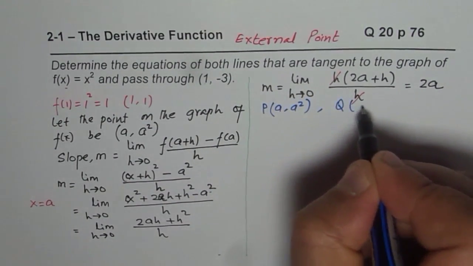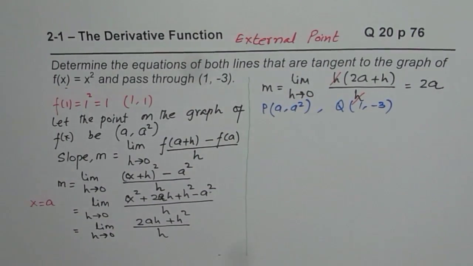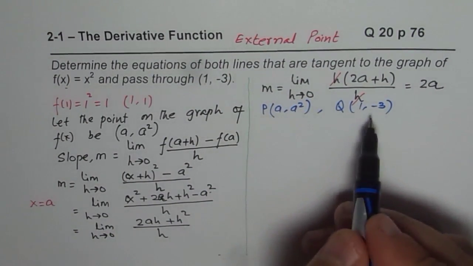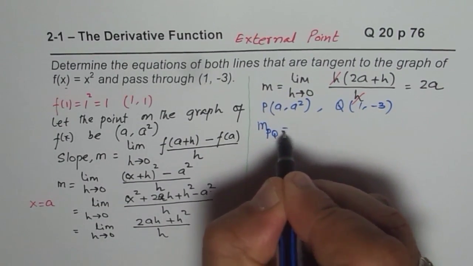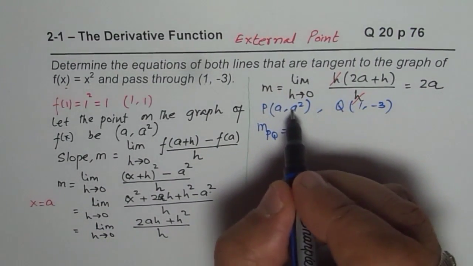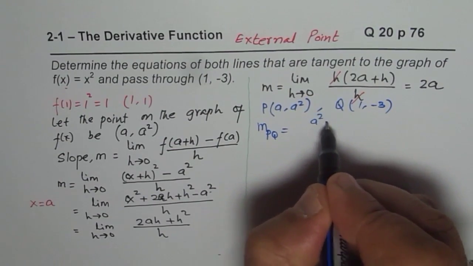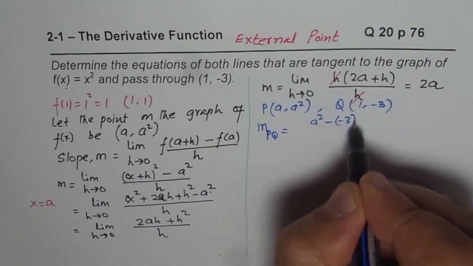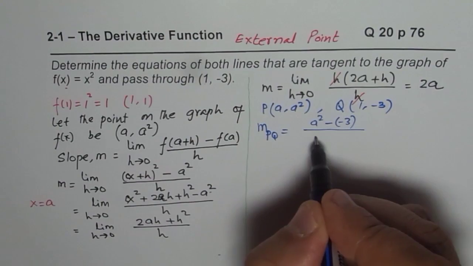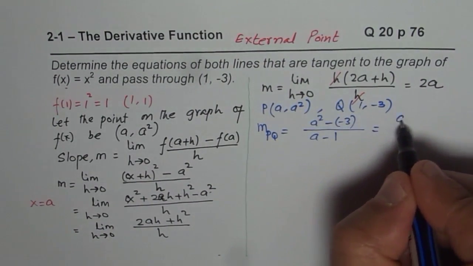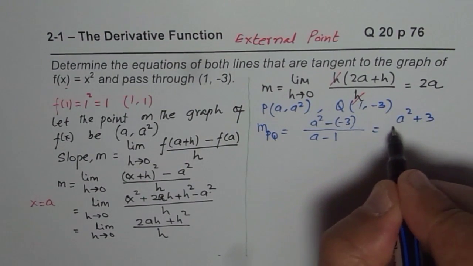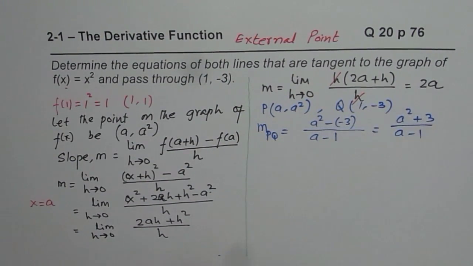Let's call this Q, (1, -3). Now if these are the two points, then what is the slope between P and Q? The slope between P and Q should be this minus this, which is a squared minus (-3), divided by a minus 1. So that is the slope: (a² + 3)/(a - 1).